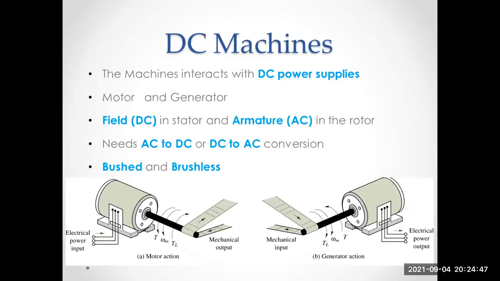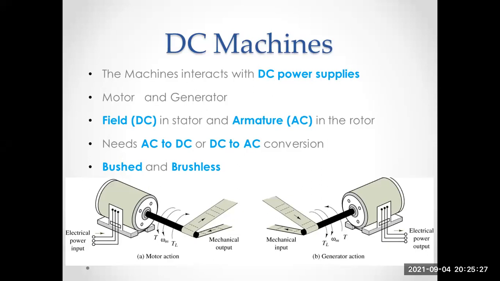Let's start with the DC machine. As I've already mentioned, DC machines, as the name suggests, interact with the DC power supply, DC voltage and DC current. From the supply, it will take DC voltage and DC current when it runs as a motor. When it is a generator, it will deliver DC current and DC voltage. So the external interface is basically DC.